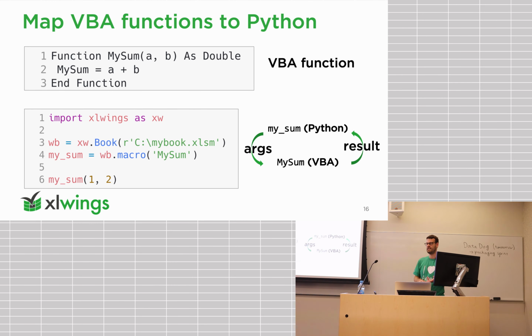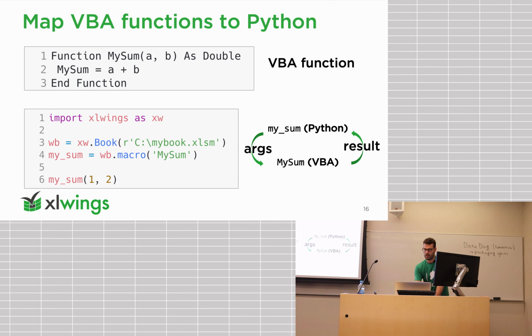So it's a very easy way to actually automate that testing, and you don't need to do anything funky. You can really just rely on Python's infrastructure. So the nice thing about xlwings is you can very easily map a VBA function into a Python function. At least it looks like that.